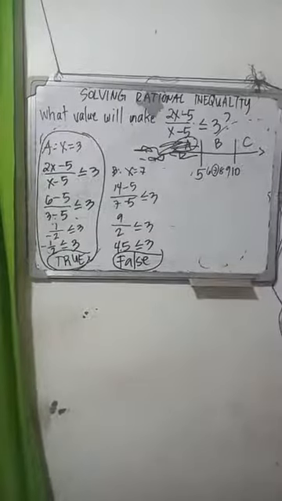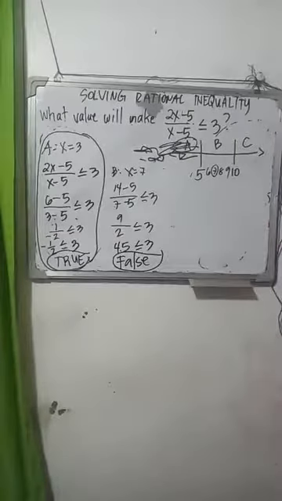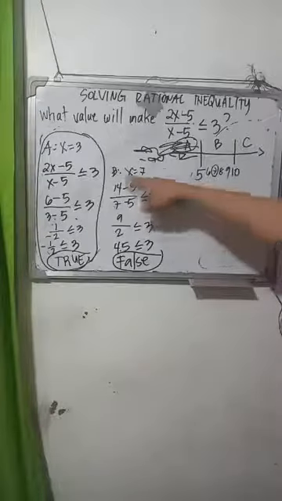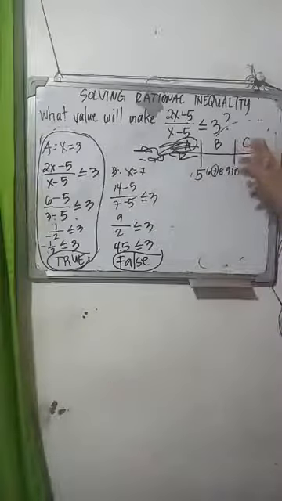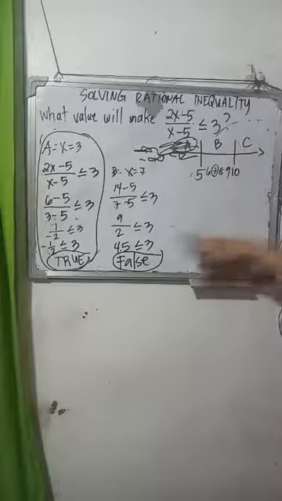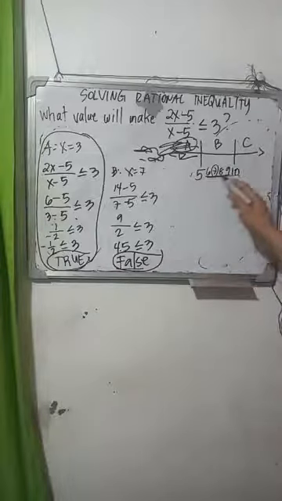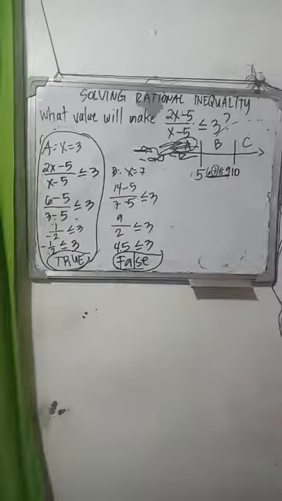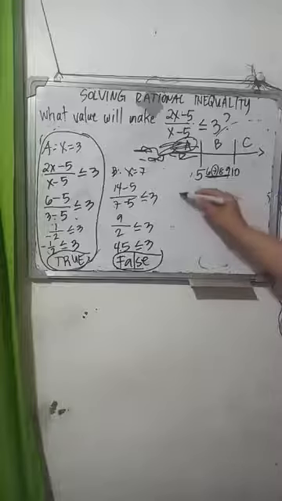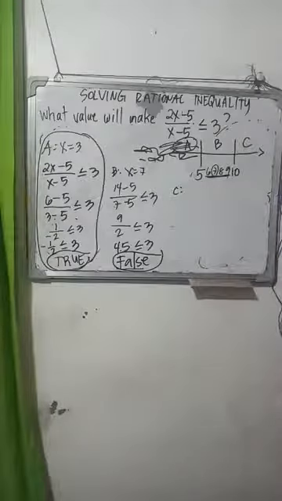Merong shortcut nito ha, pero ginawa ko itong step by step process. So interval B is not the solution of the given inequality because it makes the inequality false. So lahat ng number dito sa interval B are not the solution. So interval C, any numbers belong to interval C. So that is 11, 12, 13 until positive infinite numbers.